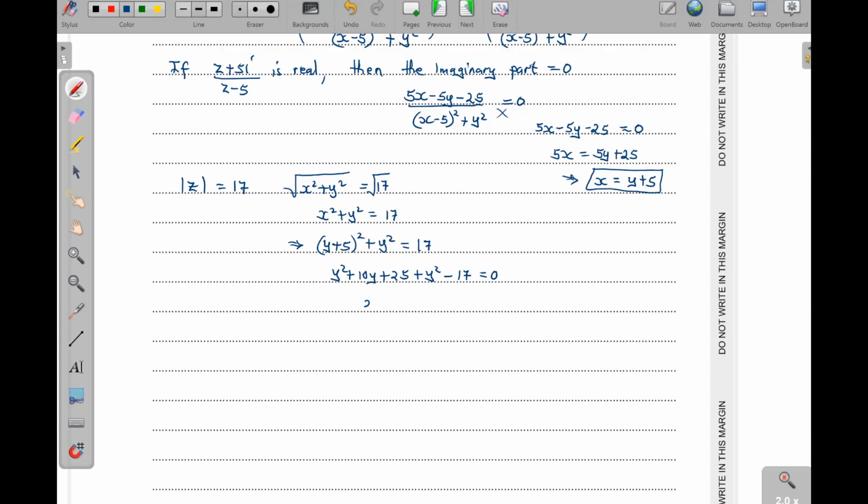Now from here, we have 2y squared, then plus 10y, then 25 minus 17, which gives us 8. So it gives us 8, which is equal to 0. Divide all through by 2, that will be y squared plus 5y plus 4 equal to 0. Factorizing this will be (y + 1)(y + 4), because when you multiply these two they give you 4, and when you add them they give you 5. So y is either equal to -1 or y is equal to -4.